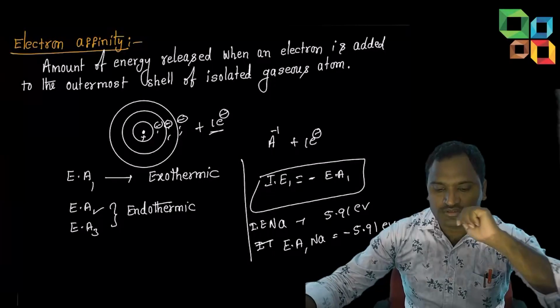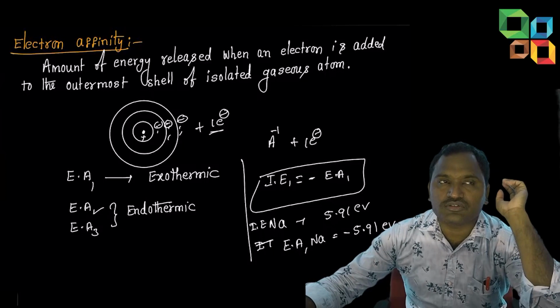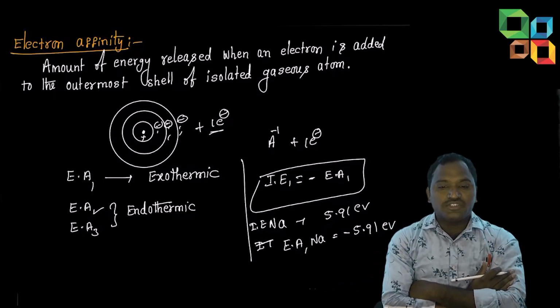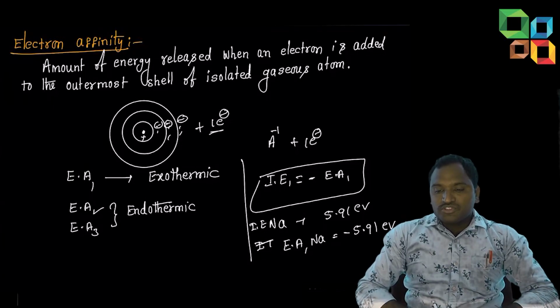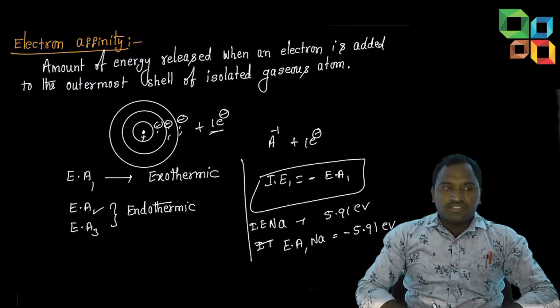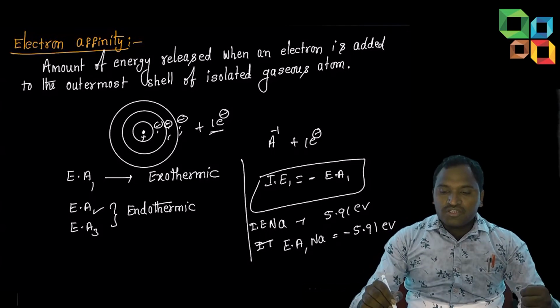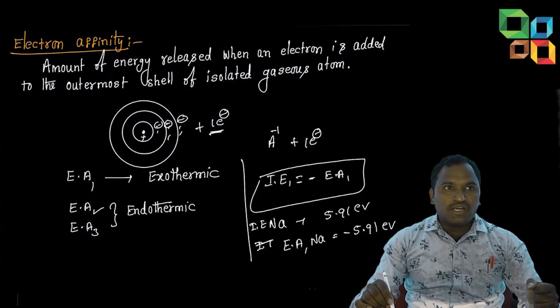Okay, students. In the previous class I started electron affinity. What is electron affinity? The amount of energy released when an electron is added to the outermost shell of an isolated gaseous atom. I explained the reason also. Why is energy released while adding an electron?